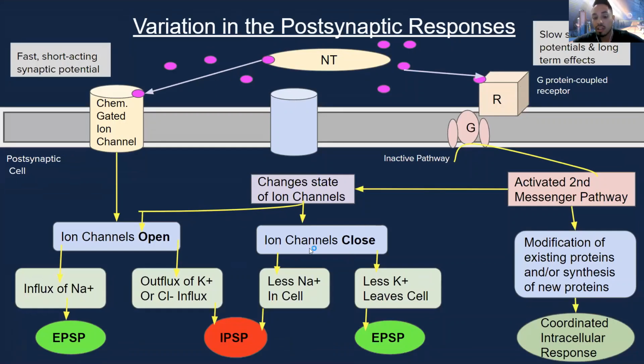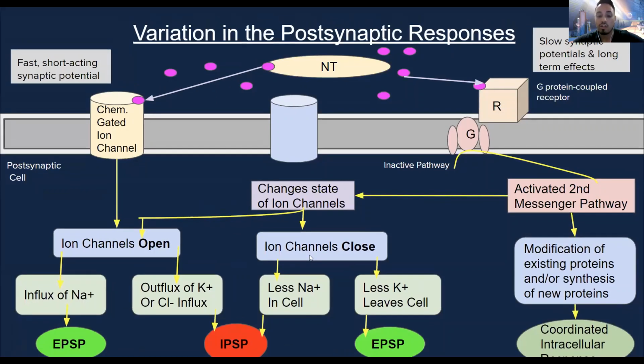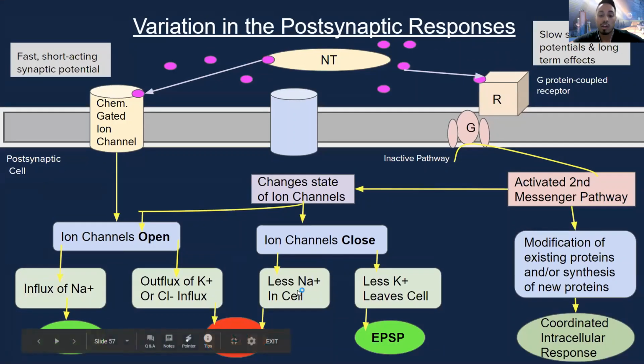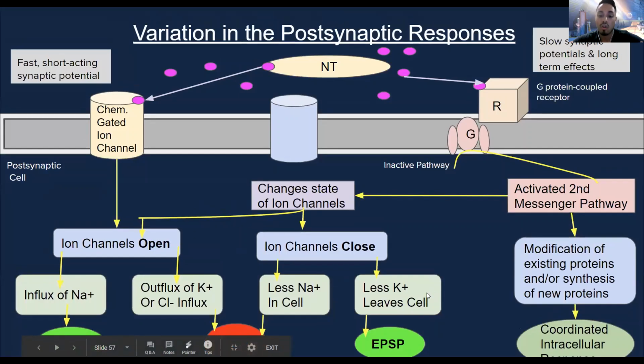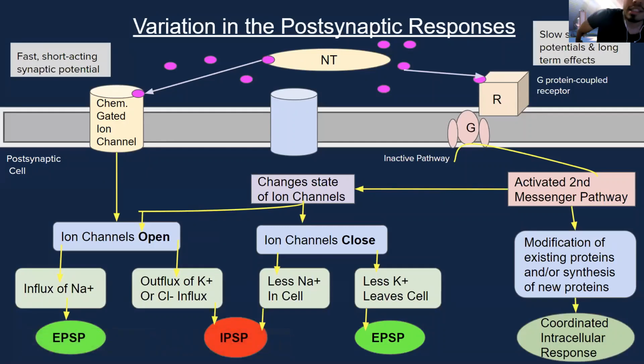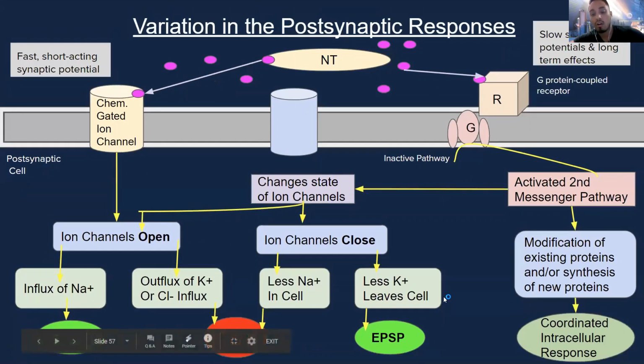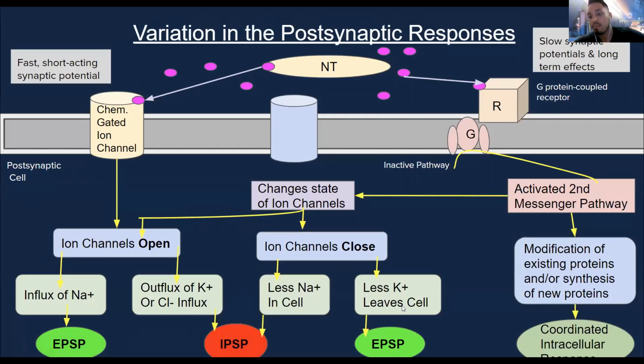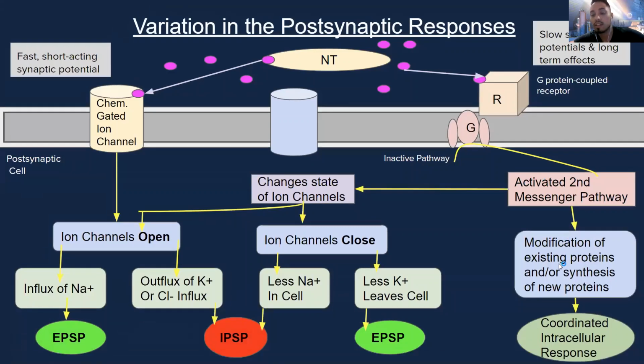Essentially, if these ions closed, then the opposite would happen. Then you can have things like the sodium that isn't able to enter the cell, and that could be inhibitory. Or let's just say, for example, potassium would be able to leave the cell through leak channels or other forms, but it could become excitatory if the cell overall is positive. And then the second messenger systems is what we've talked about, and this is a whole cascade that can affect protein synthesis and other coordinated intracellular responses.